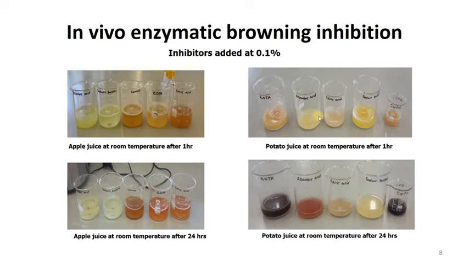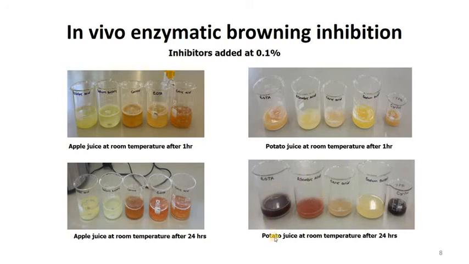And then on the right hand side, we also have potato juice. I don't know who juices potatoes, but we tried that. And then you can see the same effect, ascorbic acid, and then sodium sulfite was just changing color there. Maybe it has to do with the reactivity. Remember, when you are selecting an inhibitor, you need to know that it's not toxic, and very important, it does not react with other components and thereby bring other deleterious chemical reactions.